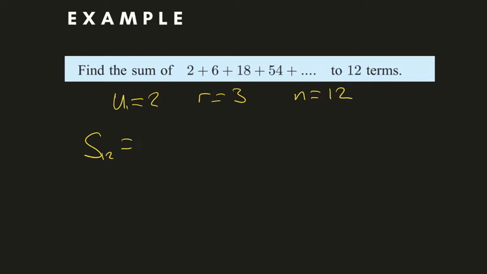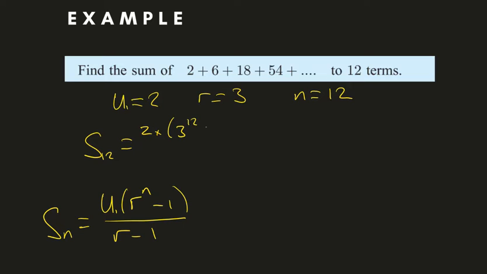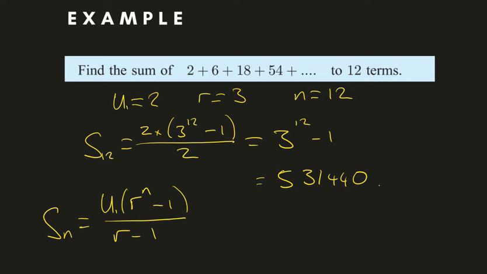And that would be S12, and that is equal to, and we'll just put it straight into that formula. So that formula, again, I'll put it over on the side here, Sn is equal to U1, R to the N minus 1, all over R minus 1. So S12 is going to be 2 multiplied by 3 to the 12 minus 1, all over 2. Of course, the 2's cancel. 3 to the 12 minus 1, and that, if you put it on a calculator, is 531440. There we are.